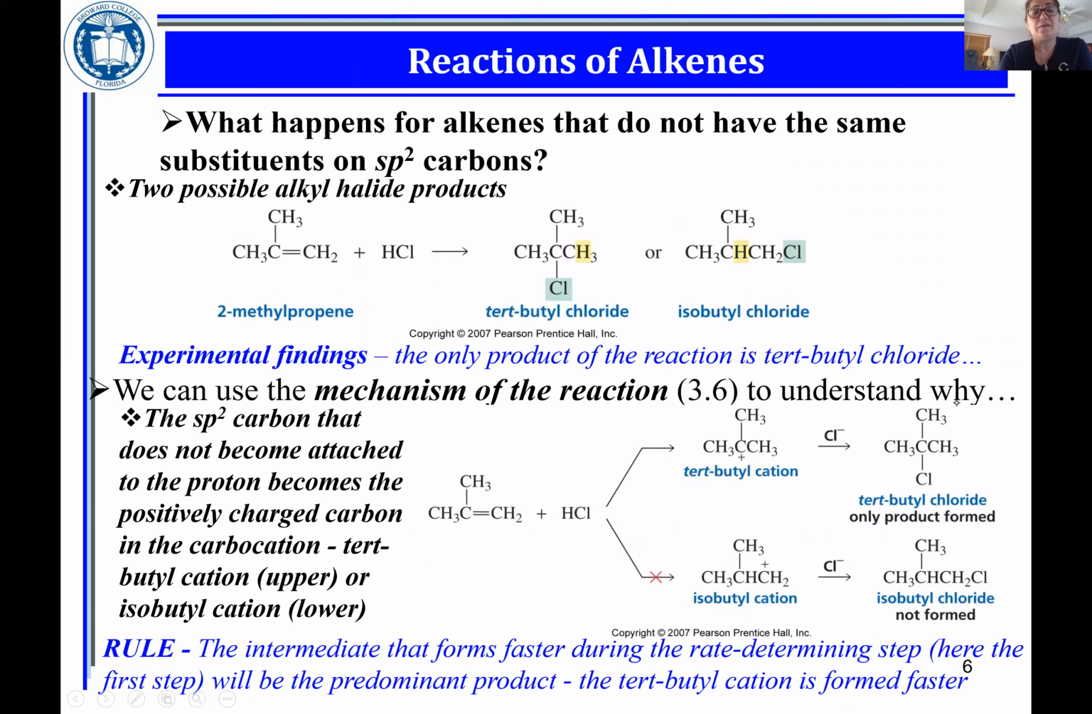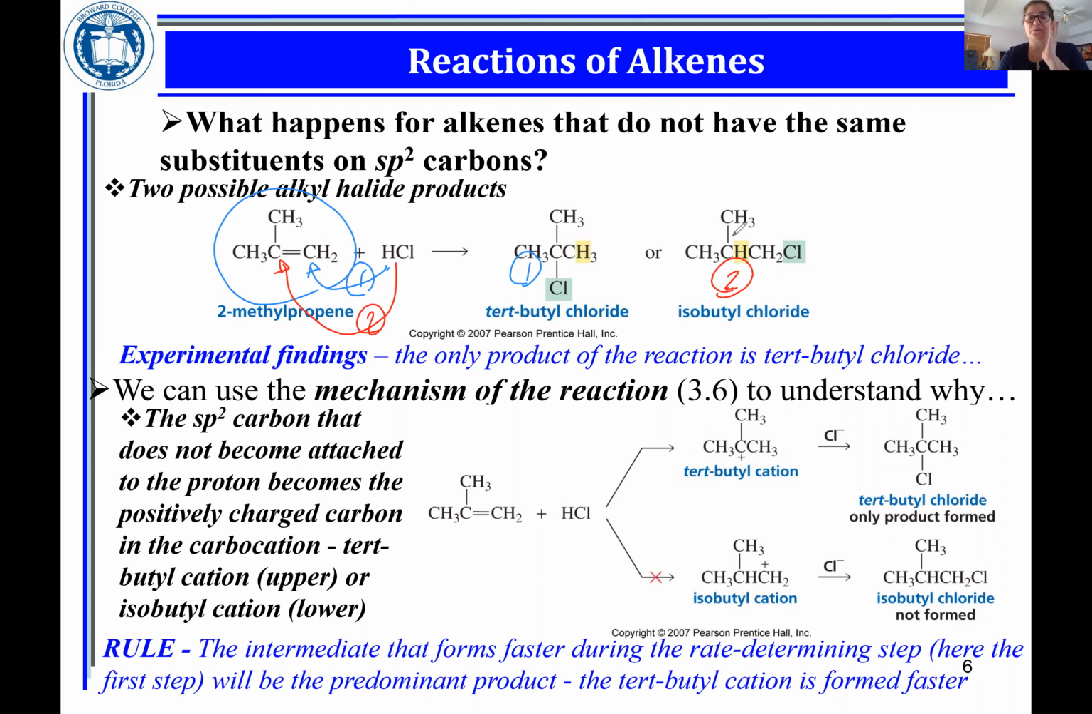The difference comes in when you have an asymmetrical alkene. What happens if you have an asymmetrical alkene? This is not a symmetrical alkene. So H is going to come in first. If H attaches to carbon 1, Cl will attach to carbon 2, and that is going to give you product 1. If H attaches to carbon 2, then Cl has to attach to carbon 1, and that would be a product.